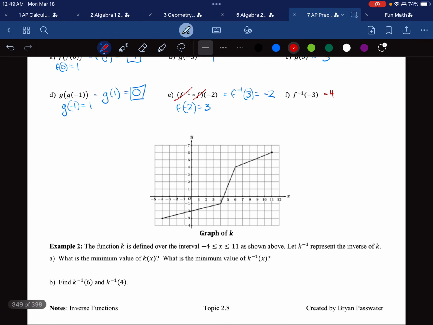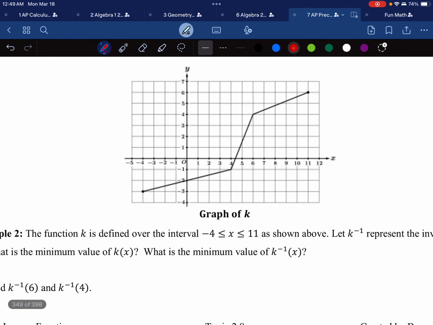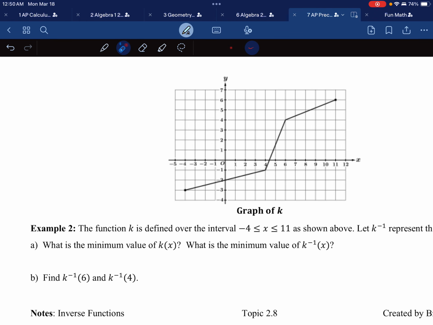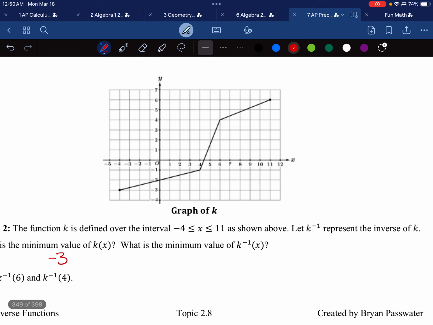All right, and then we have example 2. Function k is defined. Let k inverse represent the inverse function, and I'm looking for the minimum value of k of x. Okay, well, the minimum value of just k of x, we can see this is k. The lowest point is right here. The minimum is -3. What about the minimum value of k inverse of x? That's less clear. So let me try my best to find that.